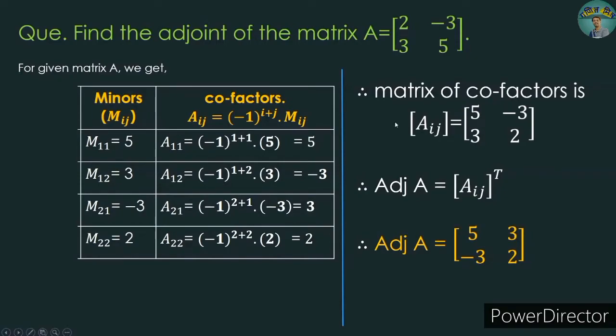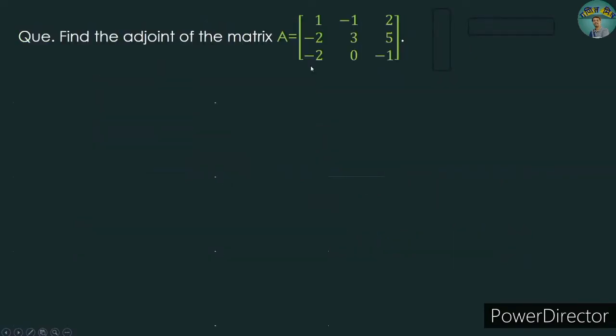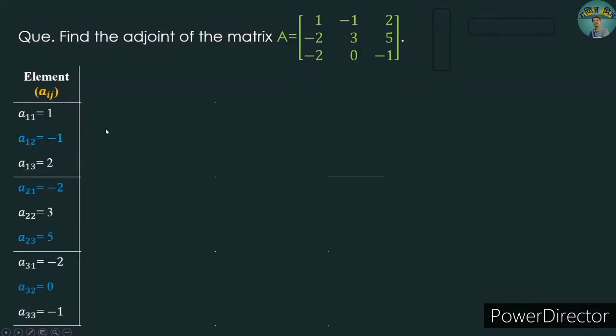Now we are going to see one more example, but with a matrix of order 3. Initially I am going to write all these elements A11, A12 and A13, which is the first row, then the second row and the third row. Okay. Now I'm going to find out its minors and cofactors. Now let us start with the first element.